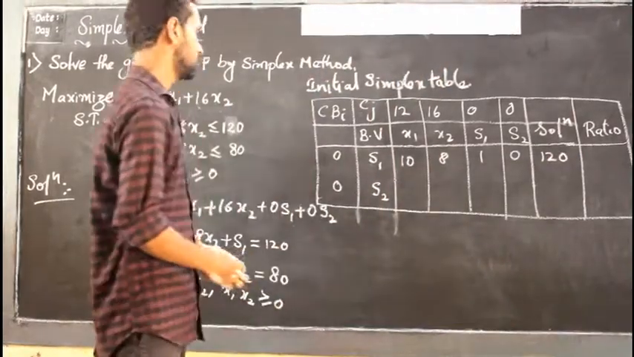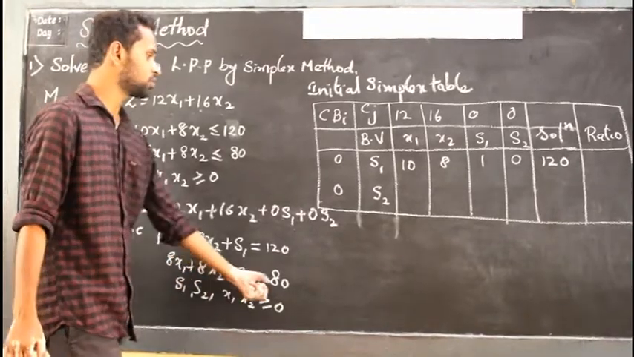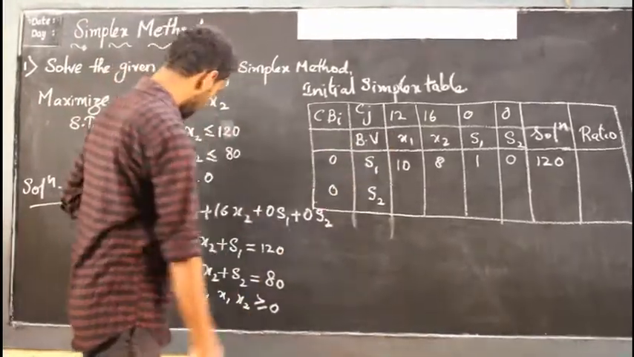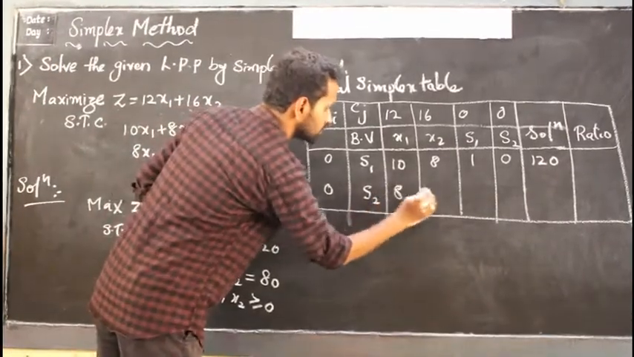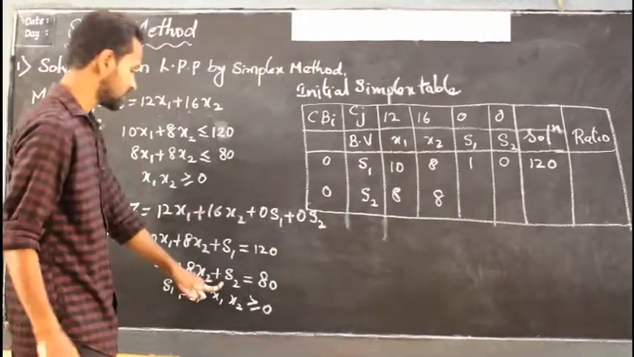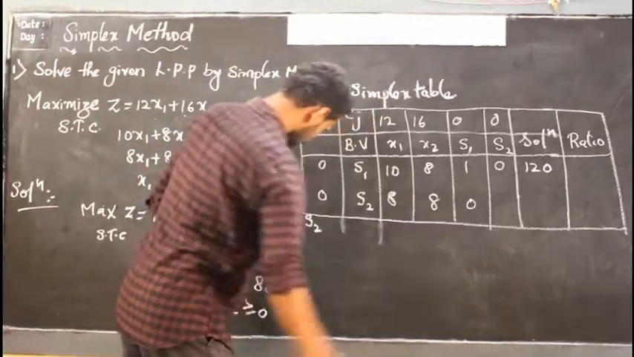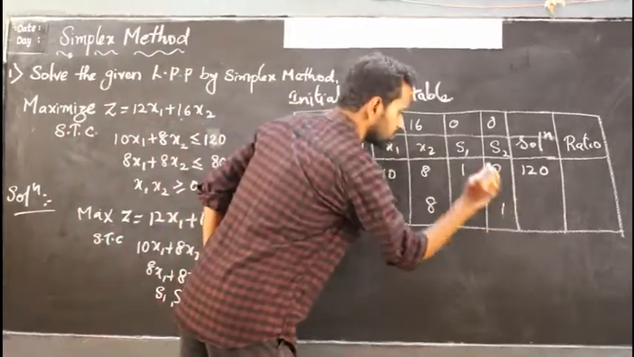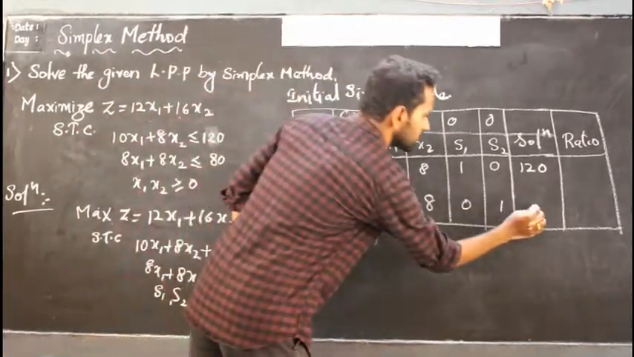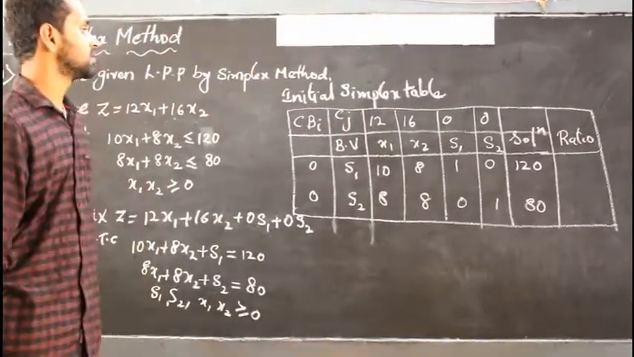Now consider the second constraint: 8x1 plus 8x2 plus s2 equal to 80. The x1 coefficient we know is 8, and the x2 coefficient is 8. s1 is not present in this, so we consider it as 0. s2 is available here, 1 of course. And I consider 80 as the solution. So this is my initial simplex table.